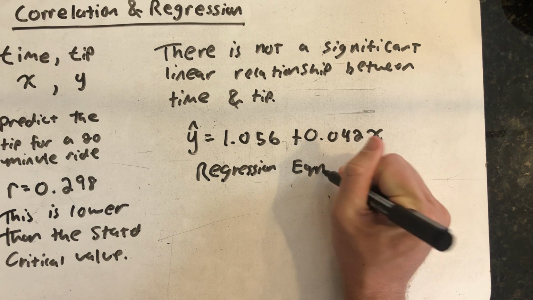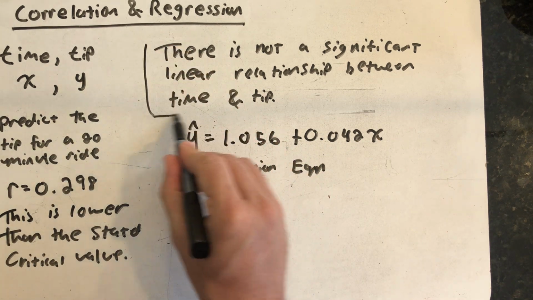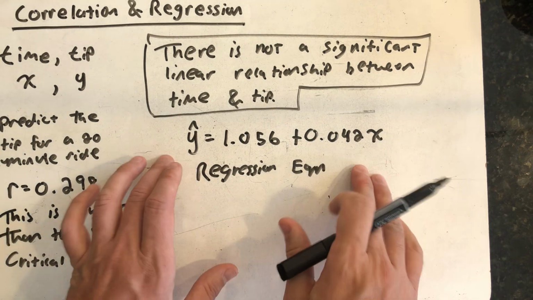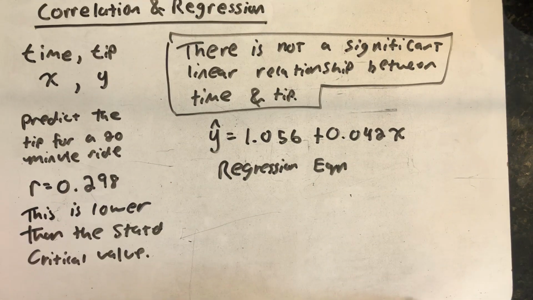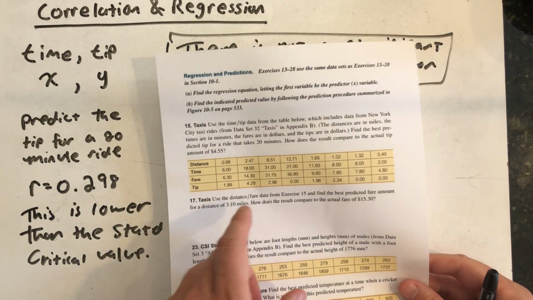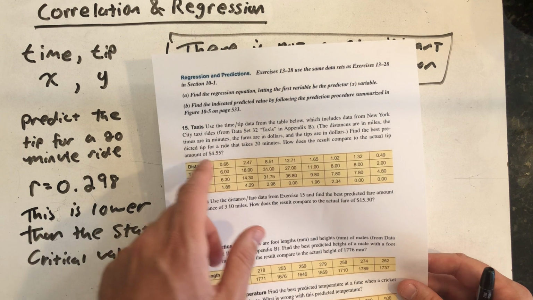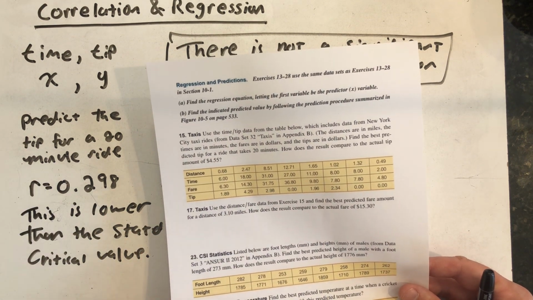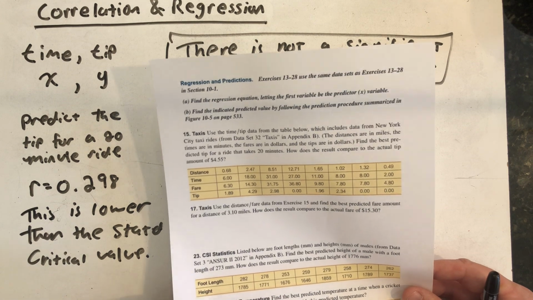But what we just said is that we shouldn't use it to make a prediction. There's not a significant linear relationship. This equation doesn't really do a good job of modeling the relationship between the x's and y's, so I shouldn't use it. But in the problem, I'm asked to make a prediction, right? I'm asked to find the best predicted tip for a ride that takes 20 minutes. How does this result compare to the actual tip amount of 455?